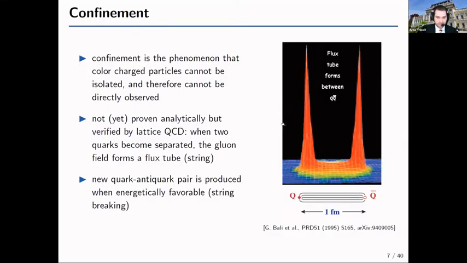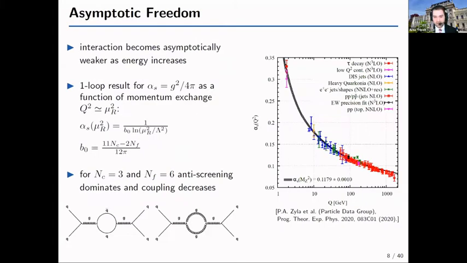Another important feature of QCD is asymptotic freedom, which describes the phenomenon that the interaction strength becomes asymptotically weaker as energy increases, which you can also see on this plot here, which summarizes recent experimental results on the strong coupling alpha_s as a function of momentum exchange Q. And theoretically, this effect can be explained by perturbation theory. You see here the one-loop result for alpha_s, and you see that the sign of this function depends on the number of flavors and the number of colors. If you plug in the numbers for QCD, so 3 colors and 6 flavors, you see that the sign is positive. So the anti-screening effect dominates over the screening effect and the coupling decreases with higher energies.